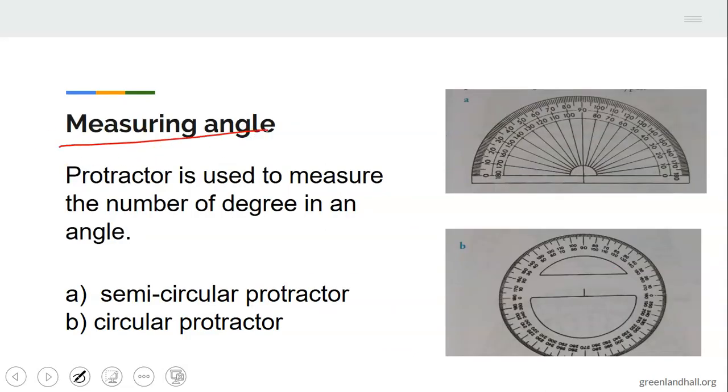Measuring angles. How to use our protractor to measure angles. A protractor is used to measure the number of degrees in an angle. Now, we have two diagrams here. One is a semicircular protractor, just like half a circle, when you cut a circle into two. Then the second one is a circular protractor. We use both to measure angles.